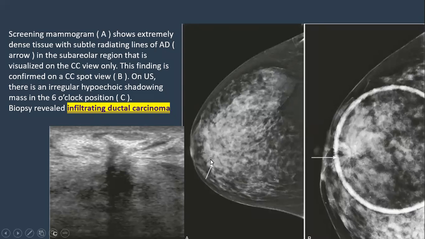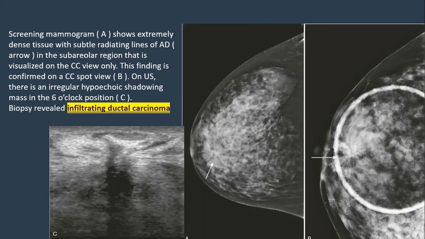But luckily they could pick it up on screening mammography, and spot magnification as a diagnostic view had been done for her, which makes the abnormality more clear than the standard CC view, okay. And ultrasound demonstrated a hypoechoic shadowing mass at 6 o'clock at the same location. Biopsy revealed infiltrating ductal carcinoma.